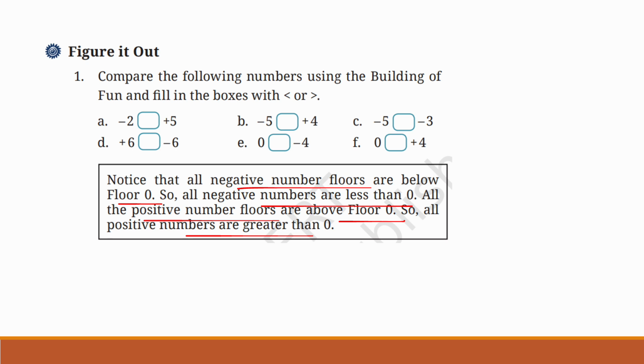See, first one, -2 and +5. -2 is less than +5. -5 and +4. Minus 5 is less than plus 4. Minus 5, minus 3. Minus 5 is less than minus 3. Then plus 6, minus 6. Plus 6 is greater than minus 6. Then 0, minus 4. 0 is greater than minus 4. Then 0, plus 4. 0 is less than plus 4.